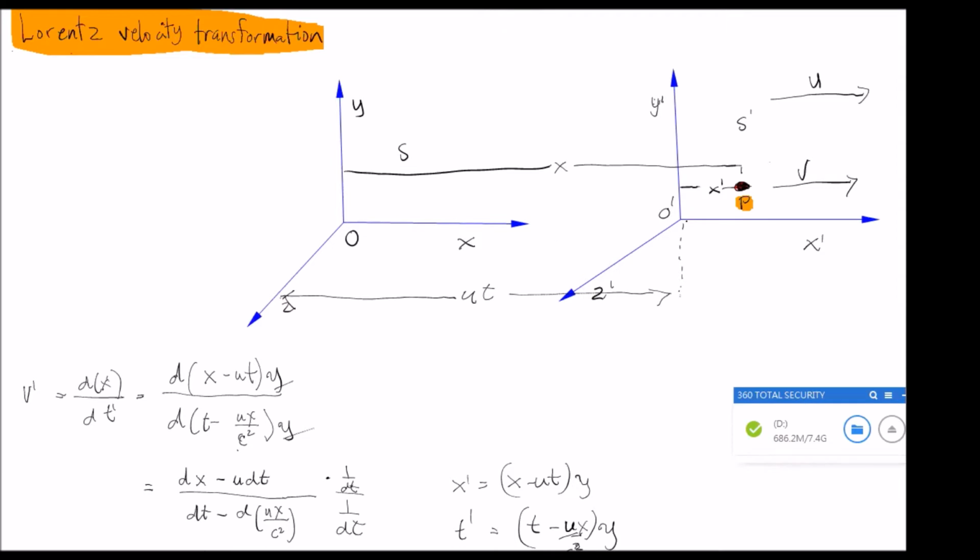Okay. Now, imagine there's a car here, and it's moving at the speed u. That's the moving frame, and here you are looking at the car. You are at rest, and you can see that this car is moving along the x-axis at the speed of u, and the headlight emits light, and we know the speed of light is c, right?